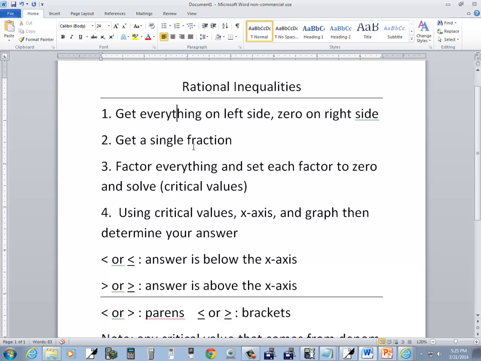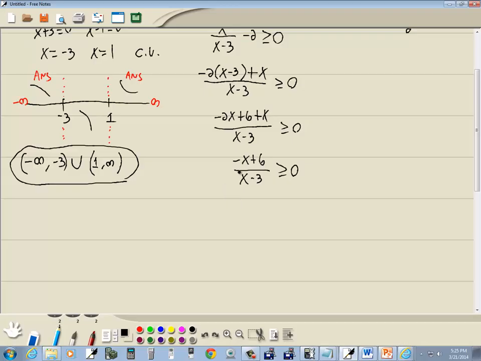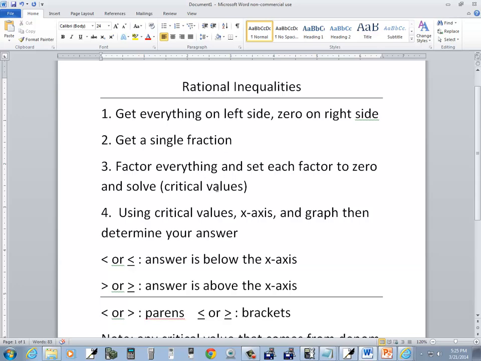Okay, we got a single fraction. Now factor everything. I could factor out negative 1 out of the top, but it really wouldn't help me a whole lot. So I'm going to go directly to setting each factor equal to 0. So I'll set negative x plus 6 equal to 0, and I'll set x minus 3 equal to 0. In this one I'll take the negative x to the right side, and we get x is equal to 6. Here I take negative 3 over, and we get x is equal to a positive 3. Those are our critical values.